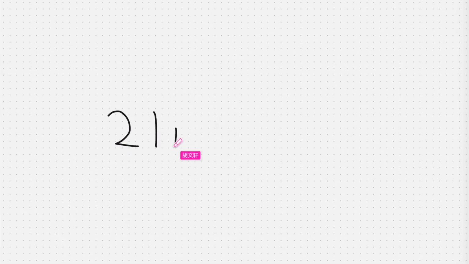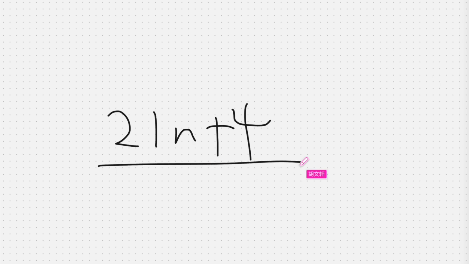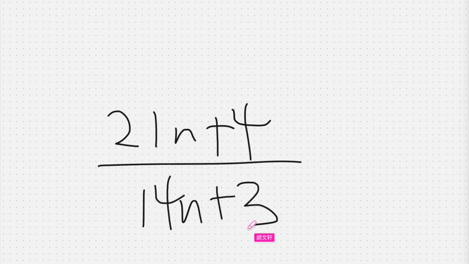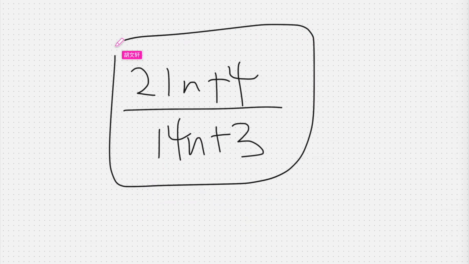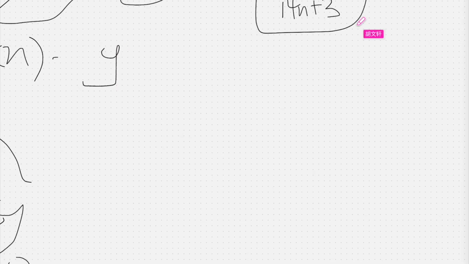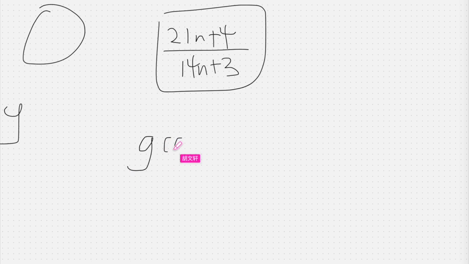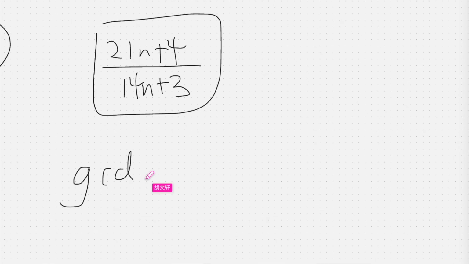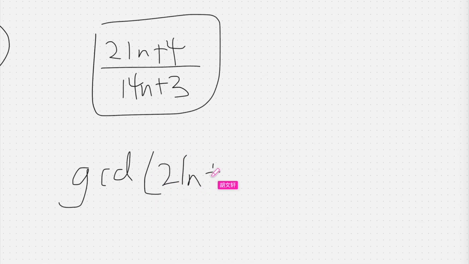So (21n plus 4) over (14n plus 3). And explain why this is irreducible for any integer n. And this is really easy. So essentially we're just finding the greatest common divisor. And we want it to be 1 because it's irreducible when they don't have any common factors anymore. So between 21n plus 4 and 14n plus 3.